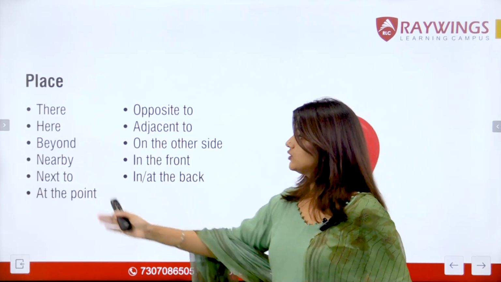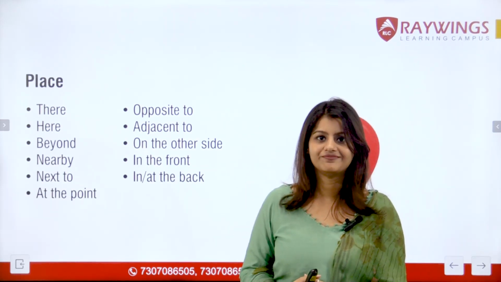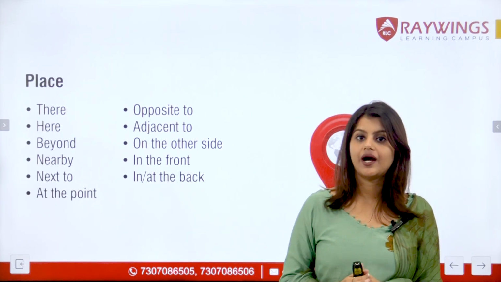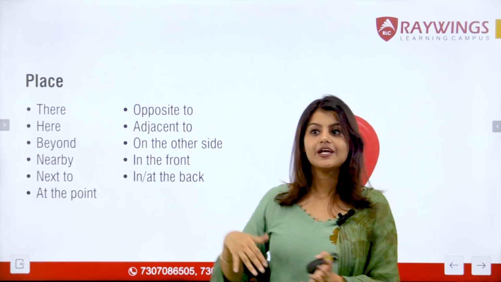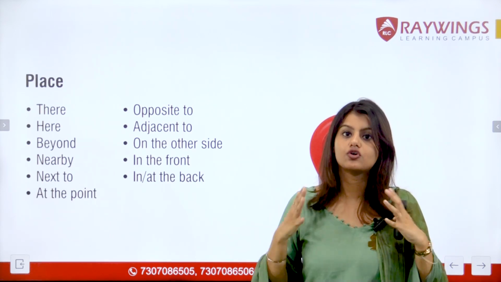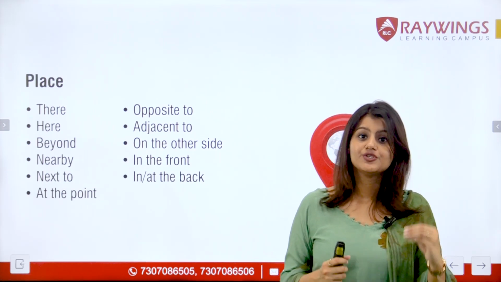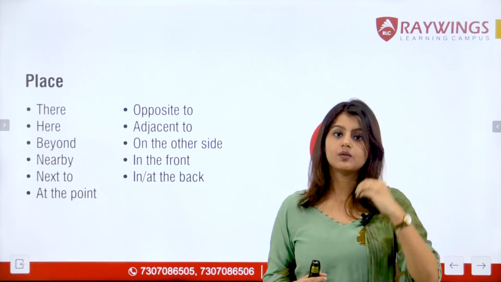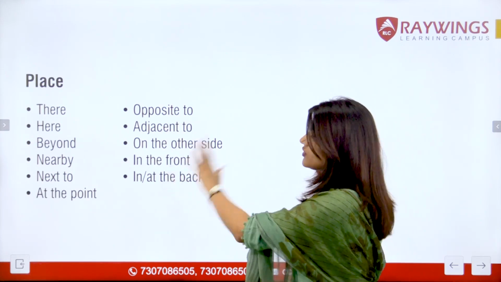For example, if I use next to in a sentence, I can say, my house is next to the school. So my house is right beside the school. So what will I say? My house is next to the school. In the same way, I'm standing next to the podium. So again, you are mentioning your location, you're telling your location. I'm standing next to the podium. So whenever you want to tell a position or place or location of something or someone, then you will use these transition words.